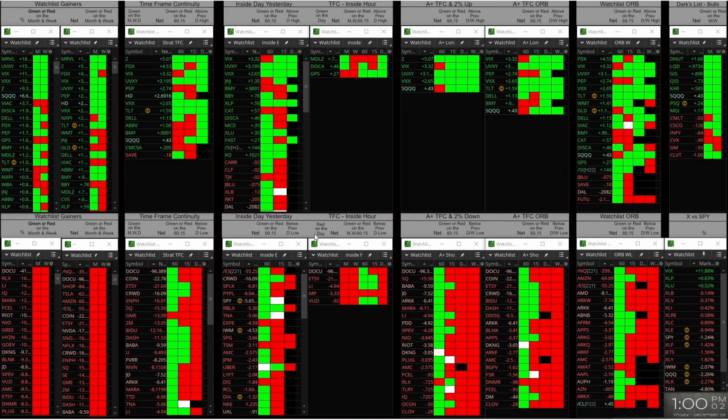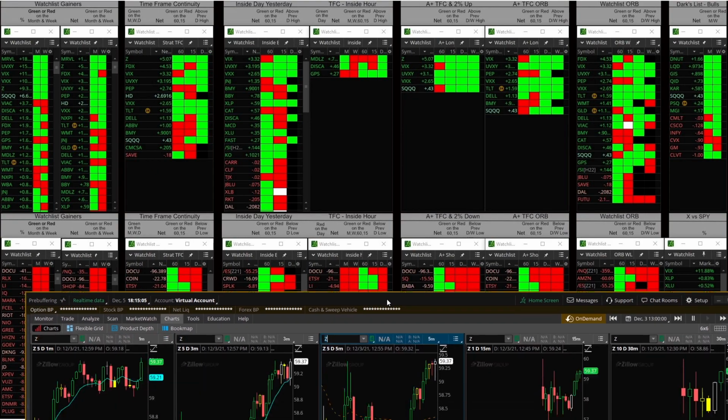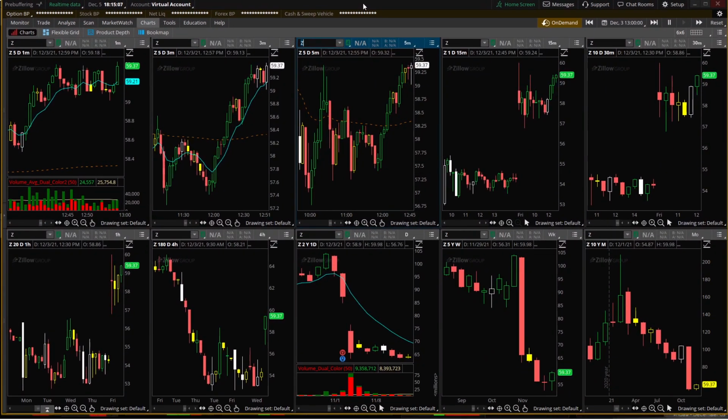So what we can do is get my charts here, and we can look at some of these examples. I don't think we need to really look at the watch list gainers, but we maybe can just bring up a couple here. So like Z. Okay, Z was doing well on Friday. It was up 5 point something percent on the net. So we can look here.